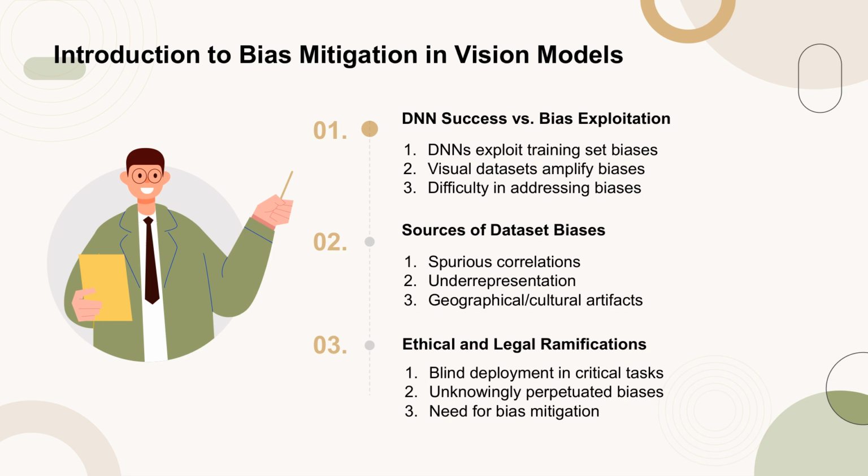The success of deep neural networks, DNNs, is often overshadowed by their tendency to exploit biases within their training sets. In visual datasets, which are crucial for many consumer-facing AI models, these biases are known to be exploited and amplified. The difficulty in addressing these biases stems from their ubiquity and diversity, which can arise from spurious correlations, underrepresentation of various elements, and other factors. This raises significant ethical and legal concerns, particularly when DNNs are deployed in critical tasks without awareness of these biases. As a result, there is a growing need for effective bias mitigation strategies in vision models.